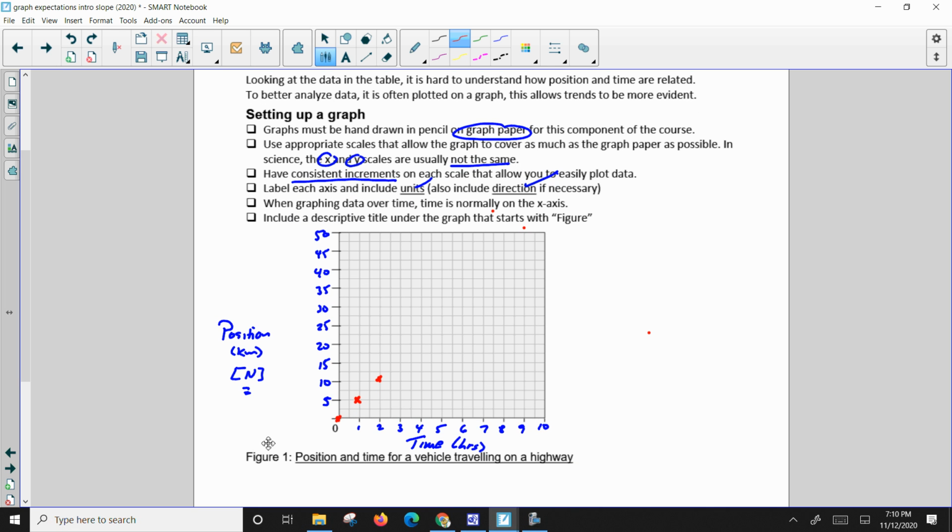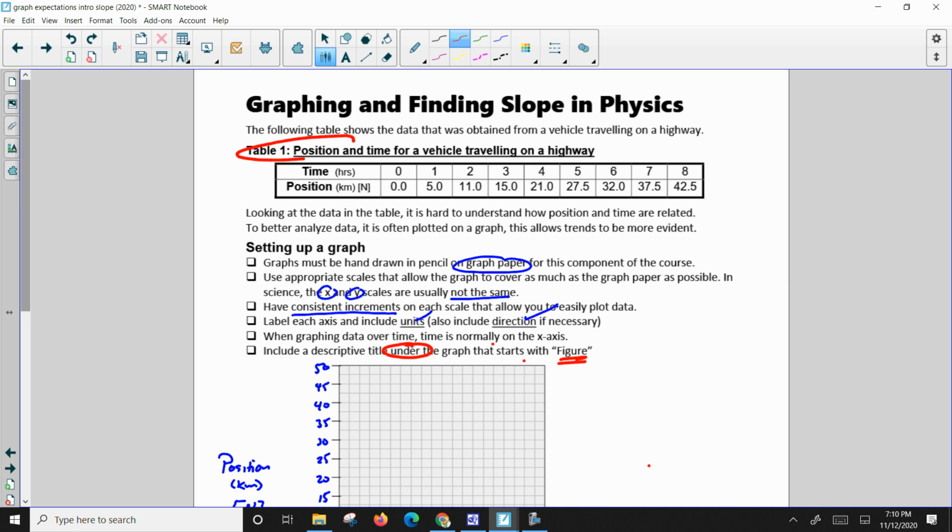One thing to keep in mind is you always have to have a title for your graph as well. It's a descriptive title. We always put it at the bottom, always under the graph. Really, really important. It starts with the word figure, and you number it. So here we've got figure 1. Look at the title: position and time for a vehicle traveling on a highway. You want to tell people what your graph is showing. It's showing the position over time for this vehicle. And if you look, that's the same as the title on my table.